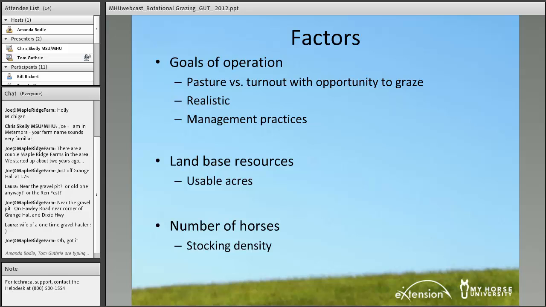There are several factors that play into deciding if you want to try rotational grazing for your horses. The first one here is goals of operation.